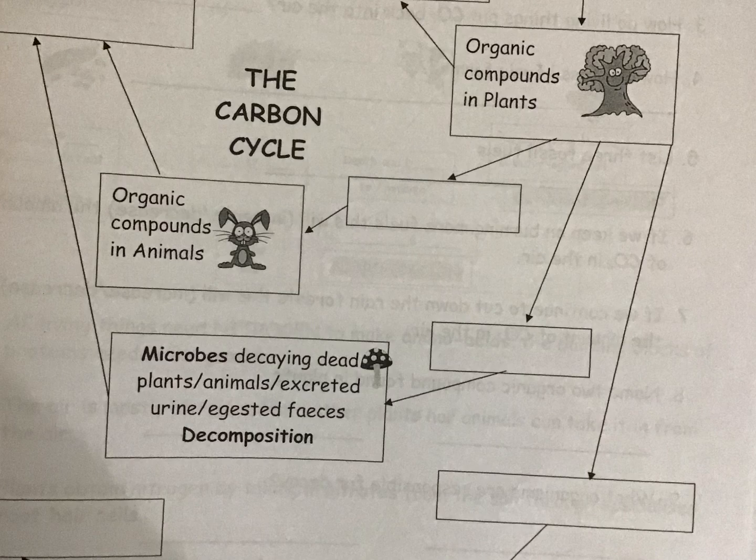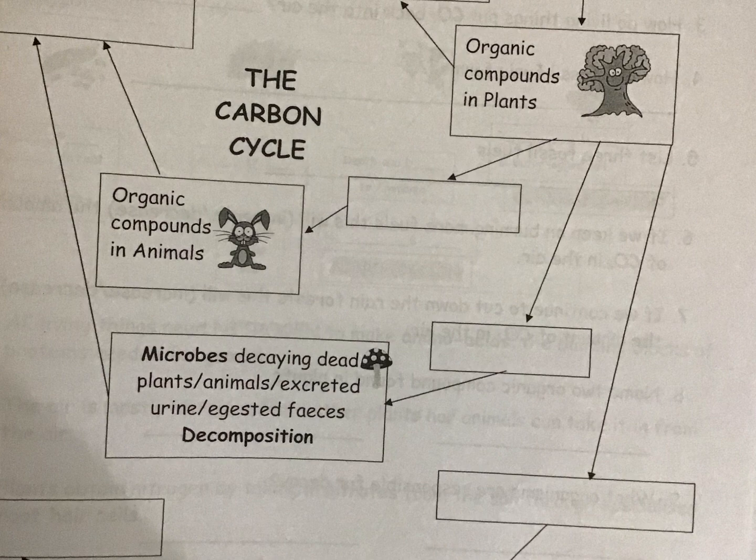So carbon, being one of the nutrients that's needed for all living organisms to grow, is constantly being recycled. If we look at, first of all, the carbon dioxide in the atmosphere, we want to see how that is initially absorbed and then released back into the atmosphere.